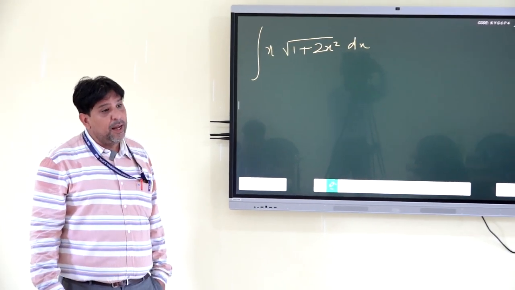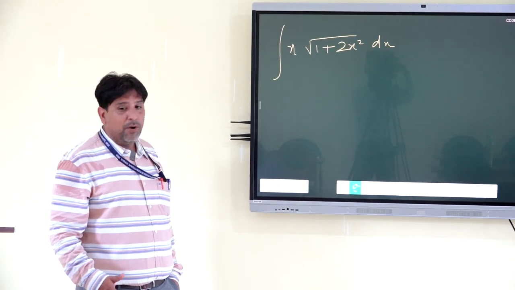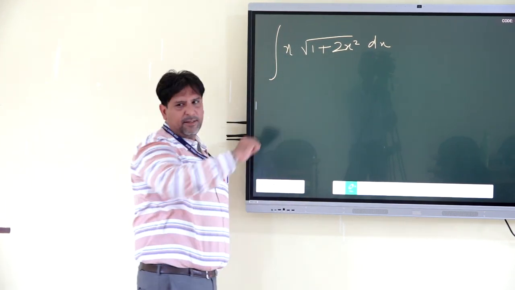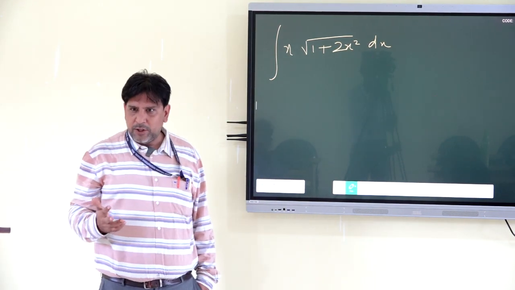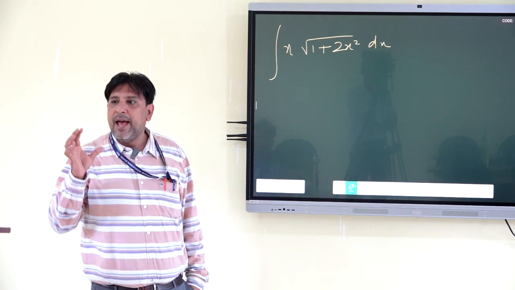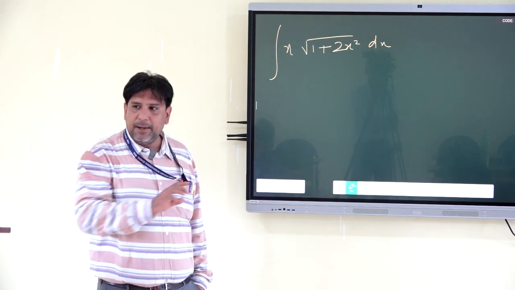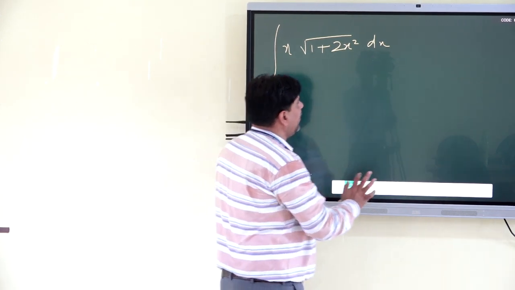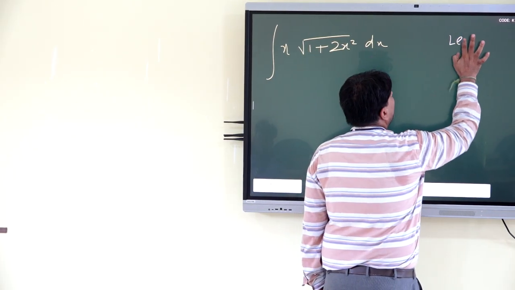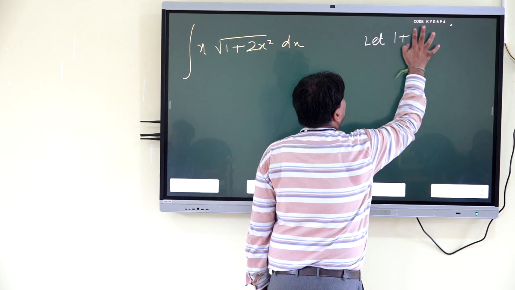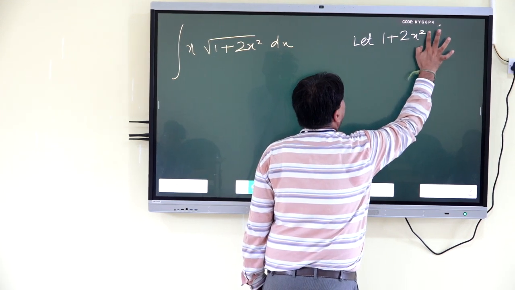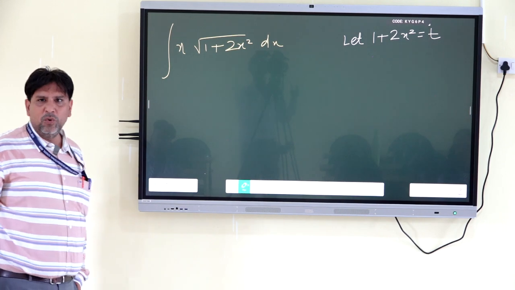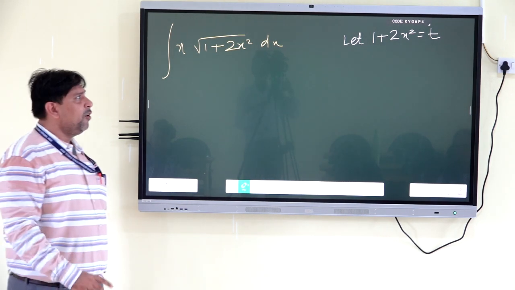Now here, what will we try to take as t? Obviously 1 plus 2x square looks more difficult and complicated as compared to x. So what will we do? Let us take 1 plus 2x square as t. So what do we get?